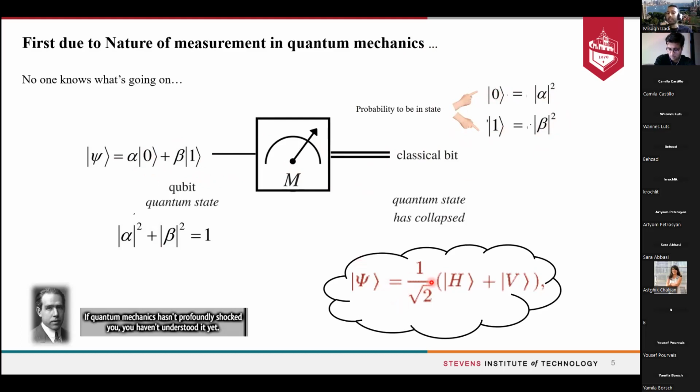As an example, look at this photon. It can be in a superposition of horizontal and vertical states here. And this is the probability coefficient. If you want to calculate the probability, you have to consider the square of this. It means 50%, or 1/2 chance, to find this photon in horizontal polarization and 50% chance in vertical polarization.